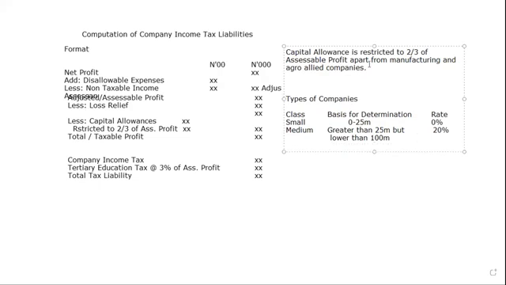Then the third type of company is large company. A company whose turnover is greater than 100 million is called a large company. And the rate is 30%. Is it clear to you, please? Yes, sir.